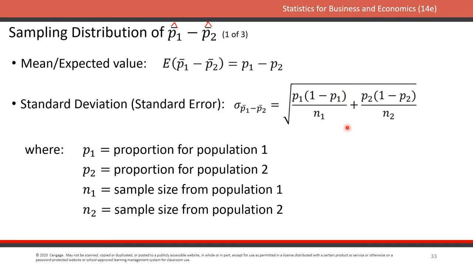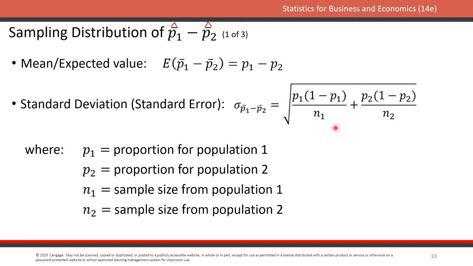The standard deviation of this value, which is also called the standard error, is the square root, and you'll see that this looks very similar to how we had the standard error for both the z and the t-test, where we have the population 1 stuff and the population 2 stuff. All the stuff under the square root looks pretty similar to what we had in the single population proportion standard error, but we have the single population standard error stuff under the square root for the first population, plus the single population standard error stuff under the square root for the second population.